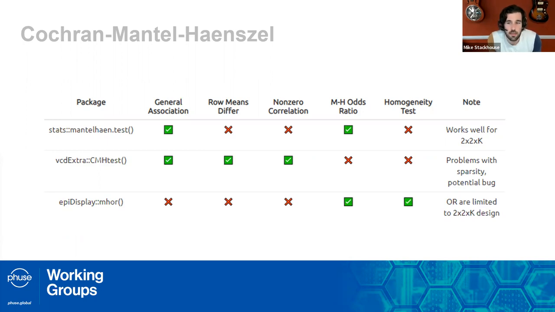And understanding the scope of those as well, like the notes here that the Mantel-Haenszel test works well for 2x2xk, or that the epi display MHOR function, the odds ratios are limited to a 2x2xk design. And to Andy's point, making sure that the teams have a reference there, because this isn't something that you want to keep in your head for everything. So making sure that your organization has the documentation available to make sure that you're choosing the right tool for the job when you want to do that analysis, so that everyone's not trying to do this discovery by themselves.